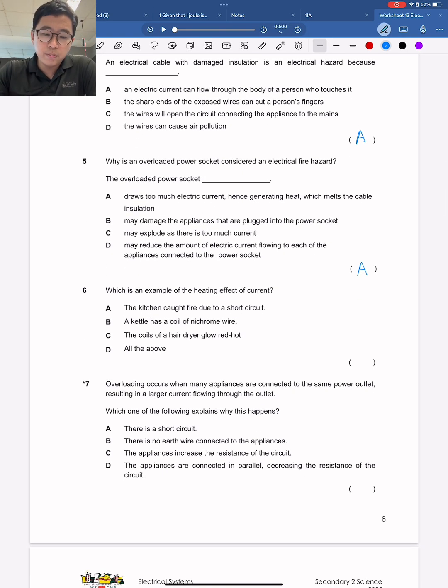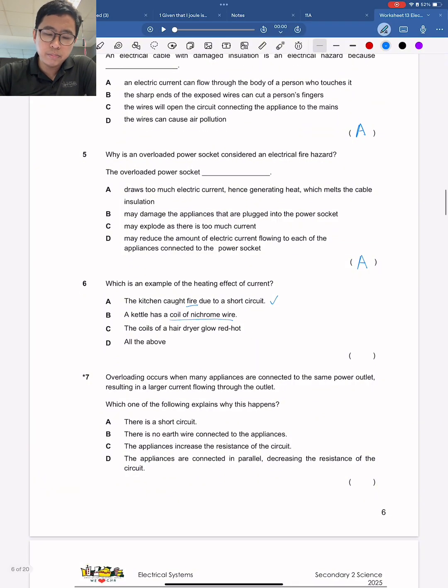Which is an example of a heating effect of the current? A kitchen caught fire due to a short circuit. A kettle with a chrome wire, when there's a current passing through it, will heat up. The coil of a hairdryer goes red hot. So the answer is D.